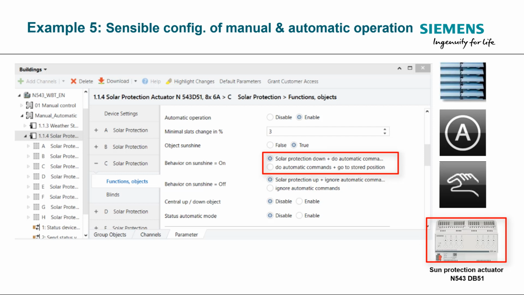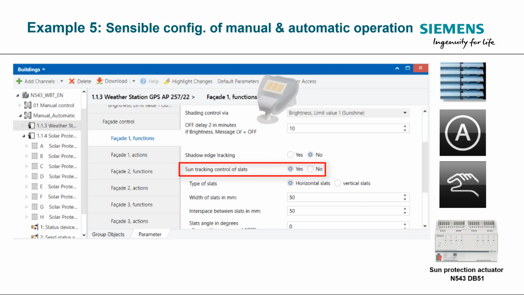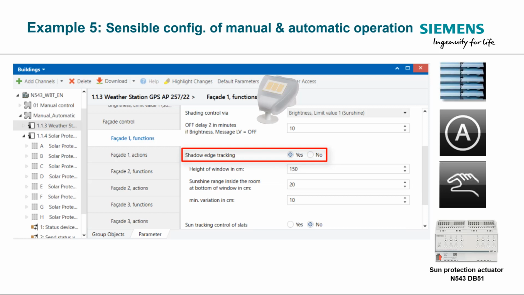The following applies. Sun protection down and execute automatic commands must be used for sun tracking control of the slats, as only slat setting commands are sent here. These settings can also be combined with shadow edge tracking. These are only setting commands for the blind height.